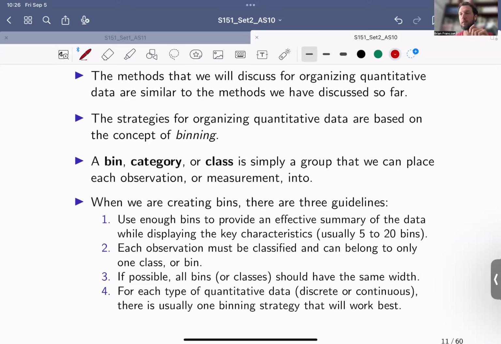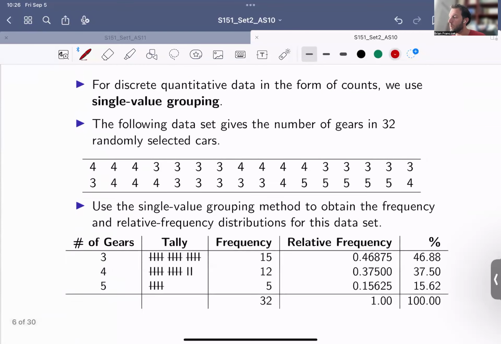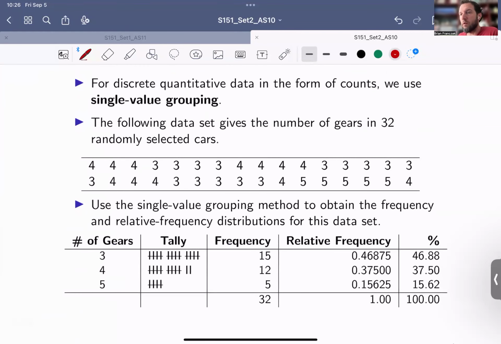Now, in order to do this, we have to bin, as we call it, the observations. And this can be done in three different ways. So there are three different binning strategies that can be used, and those depend on the type of quantitative data you're working with and then the characteristics of those particular quantitative values. Okay, so for example, one way of binning is to use what is called single value grouping. Now, single value grouping is used when we have discrete quantitative data, okay?